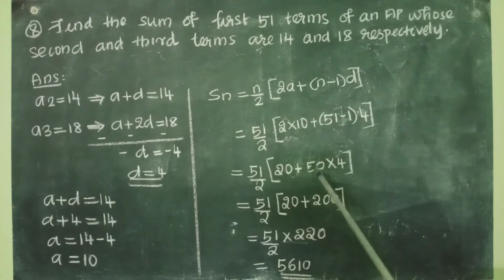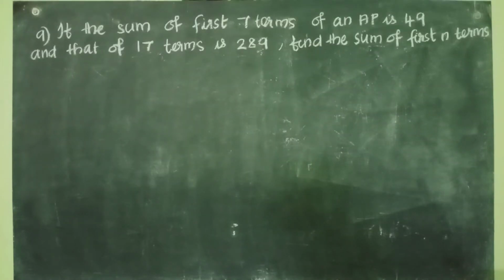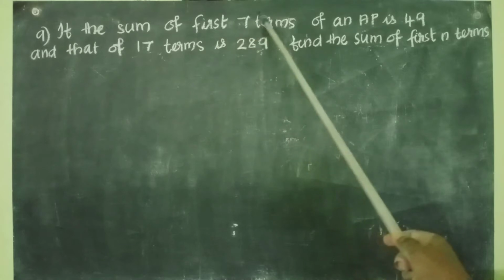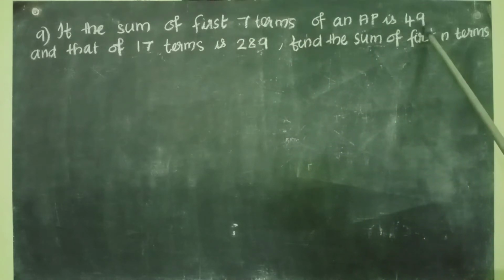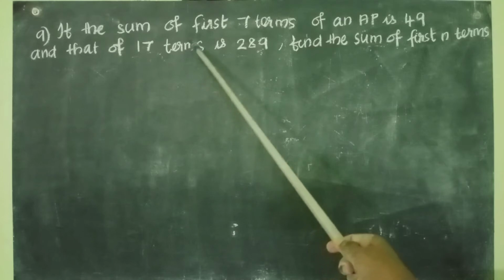Next we have to multiply this 50 into 4. We get 51 by 2 into 20 plus 200. That is equal to 51 by 2 into 220. This 2 and 220 we can cancel. There we get 110. So the answer is 5610. So the sum of first 51 terms is 5610.